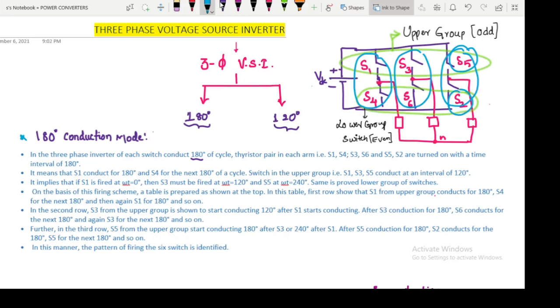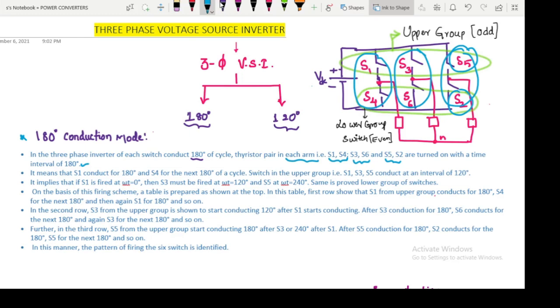Here you can see the theory. Each arm or wing consists of two switches: S1 and S4 belong to one arm, S3 and S6 form another arm, and S5 and S2 make up the third arm. They will be turned on one after another with a 180 degrees interval. It means that S1 conducts for 180 degrees and S4 conducts for 180 degrees of a cycle.